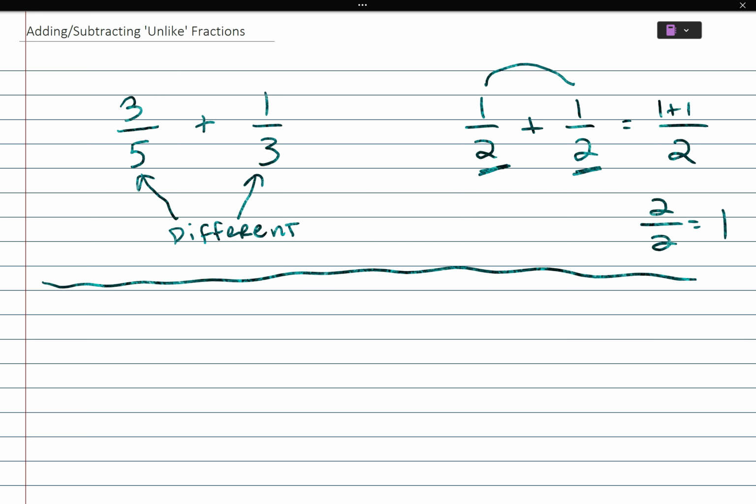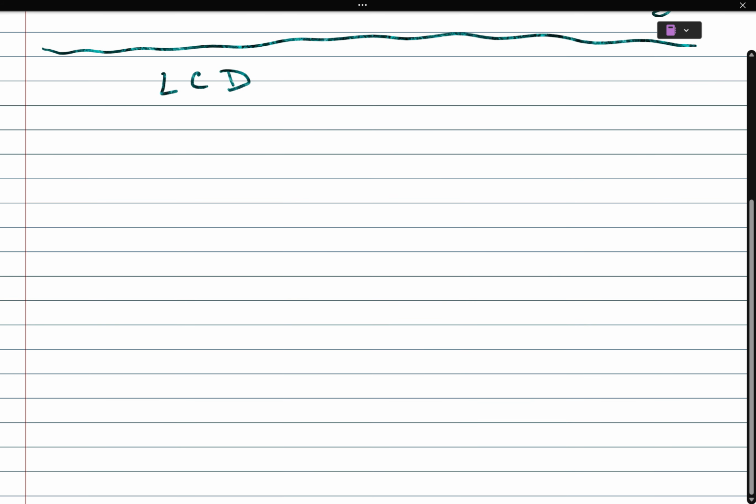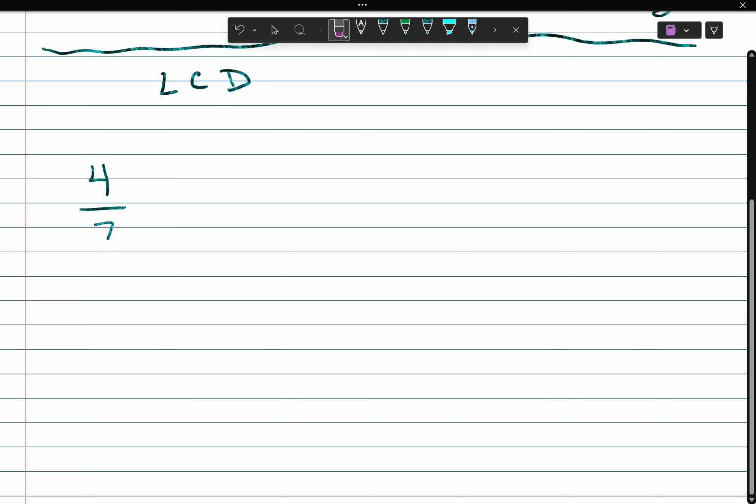So what you should have already covered is the LCD, or maybe you've heard of LCM, which is least common multiple. Well, LCD is least common denominator. So we're going to need that when adding or subtracting unlike fractions. So I'm going to do each of these two different ways. Either way is fine, whatever you're comfortable with, and you may know another way, which is also fine.